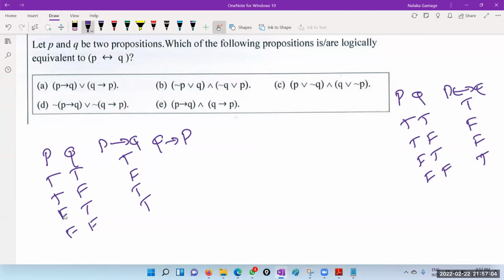Right, so then Q implies P: true, true, true, false, true, true, false, false. Then we have to do the OR: true or true is true, true or false is true... So that means A is not the answer, because this is different.